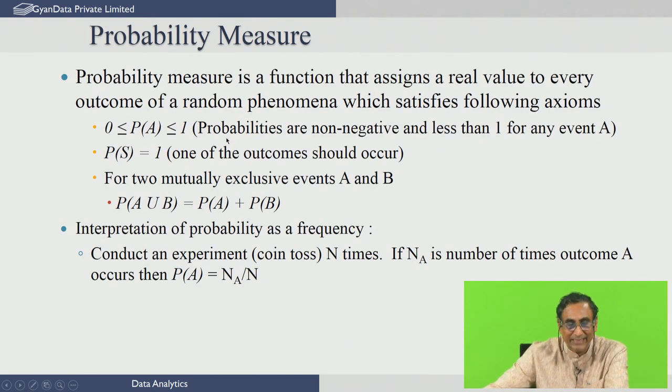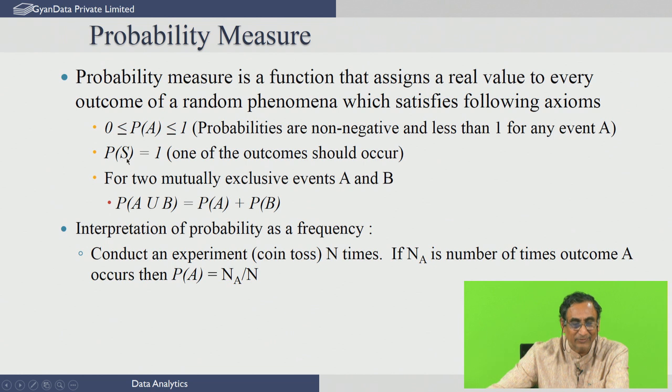Now associated with each of these events we define a probability. It is a measure which assigns a real value to every outcome of a random phenomenon. When we assign this probability it has to follow certain rules. The first condition is that the probability we assign to any event should be bounded between 0 and 1, and that means probabilities are non-negative and less than 1 for any event that you might consider.